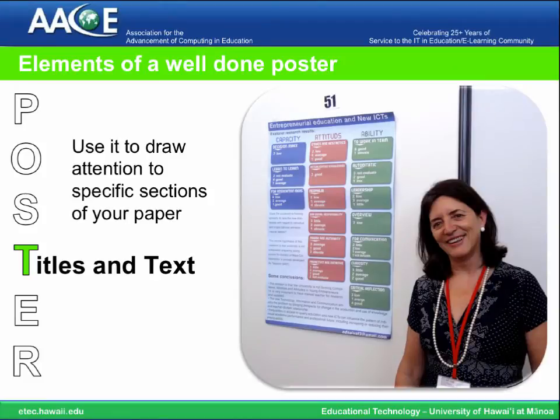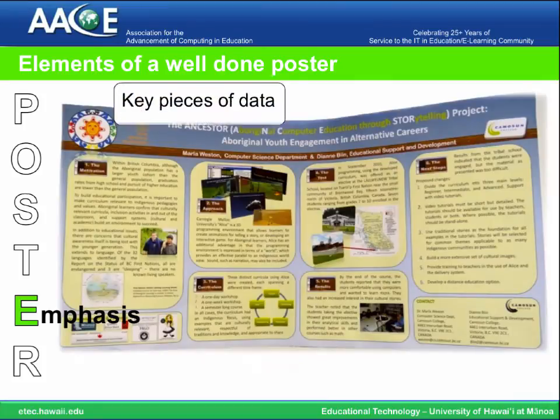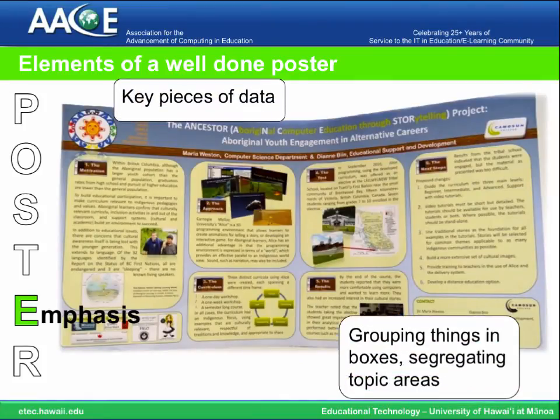Use titles and text to draw attention to specific sections of your paper. You can create bullet points or short statements. Use emphasis on key pieces of data. Grouping things in boxes and segregating topic areas is a good way to do this.